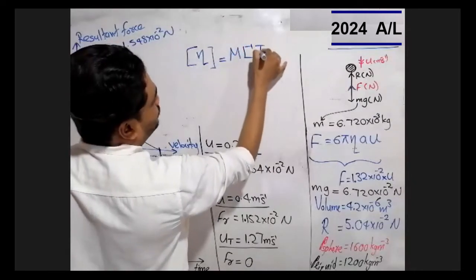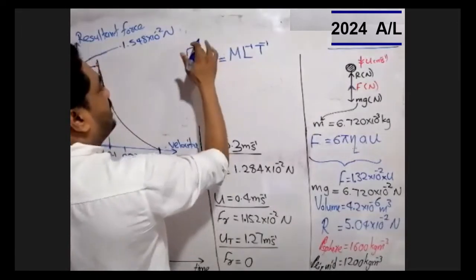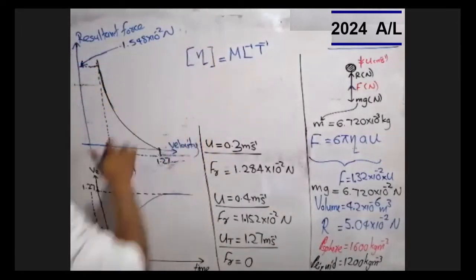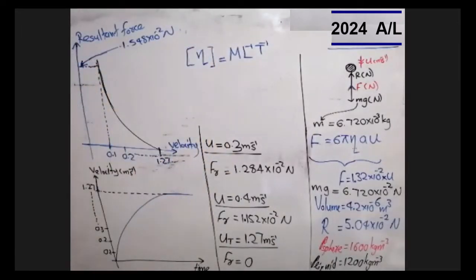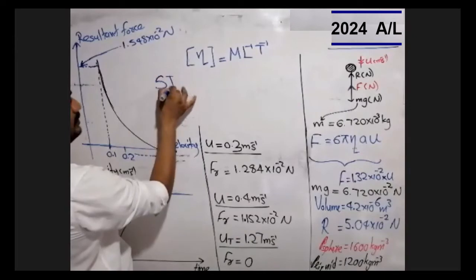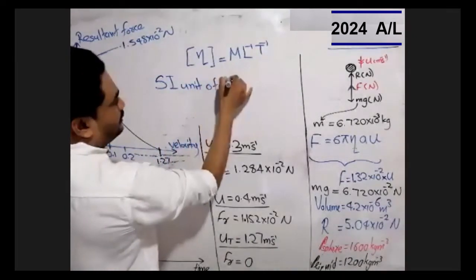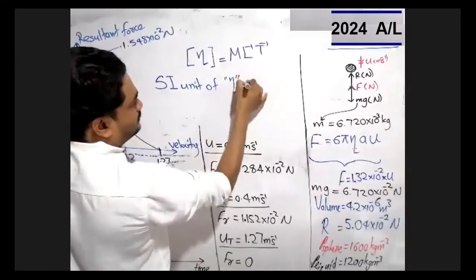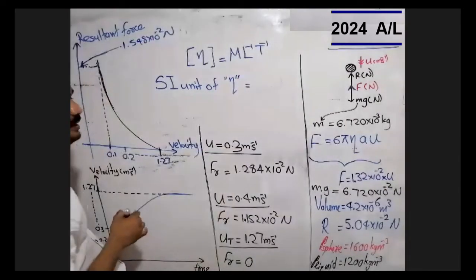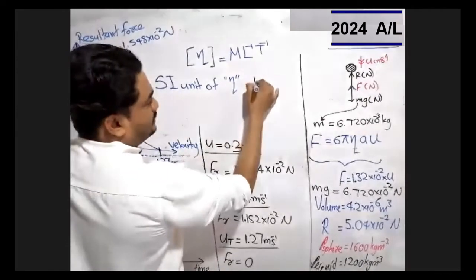M L minus 1 T minus 1. Other students, please confirm this. Correct or wrong? Correct, sir. Then what is the SI unit of eta? kg m minus 1 s minus 1.